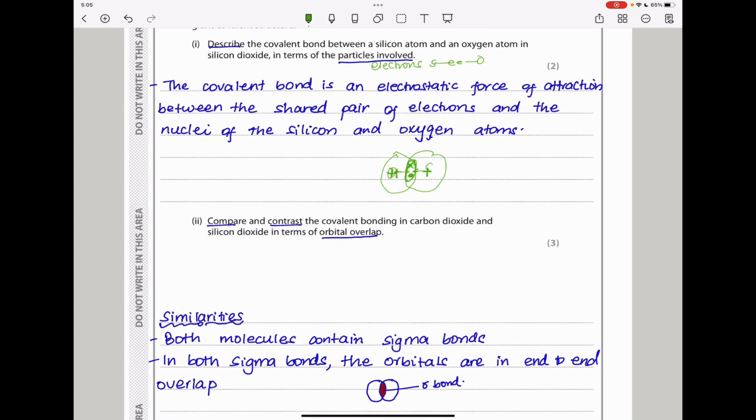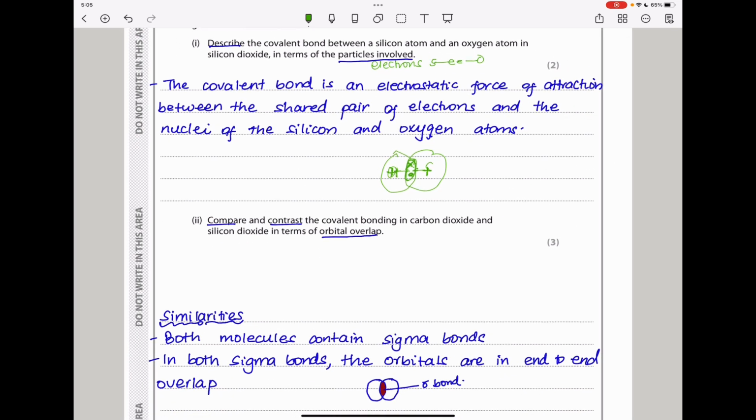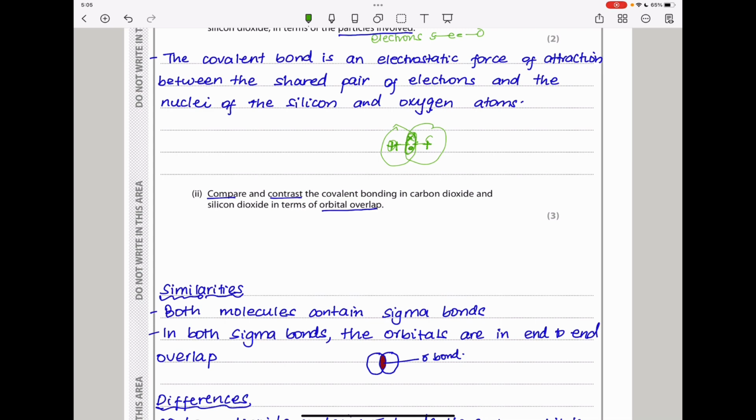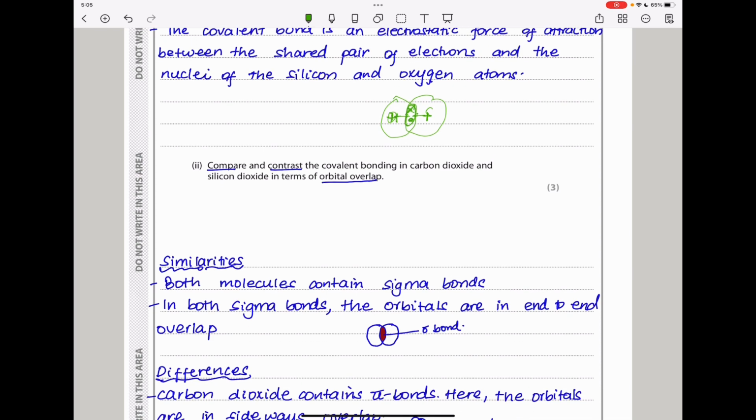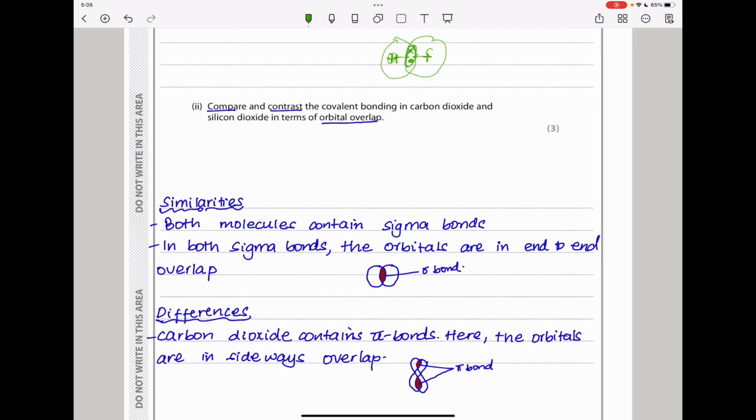Moving on. Here they say compare and contrast the covalent bonding in carbon dioxide and silicon dioxide in terms of orbital overlap. If they say compare and contrast, it means they want the similarities as well as the differences. So to compare and contrast, the similarities are both molecules contain a sigma bond.